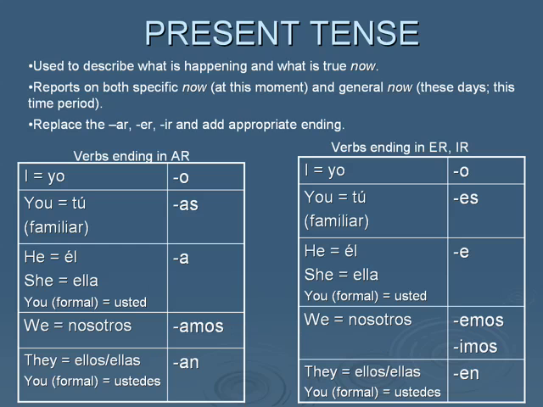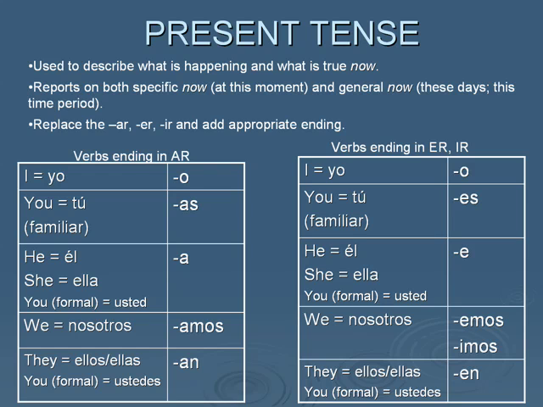So the present tense is used to describe what is happening and what is true right now. It reports on both the specific now and the general now. On the left are the verb endings for AR, and on the right are the verb endings for ER and IR. So what you do is you take off the AR, ER, and IR, and you add the appropriate ending. Now you notice there's a couple ways you can say you.